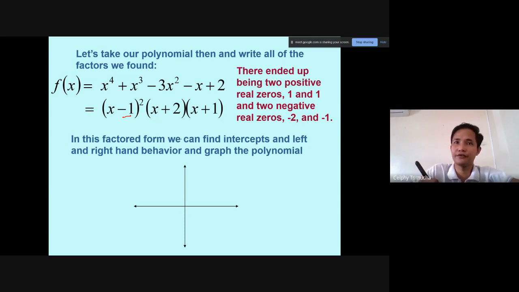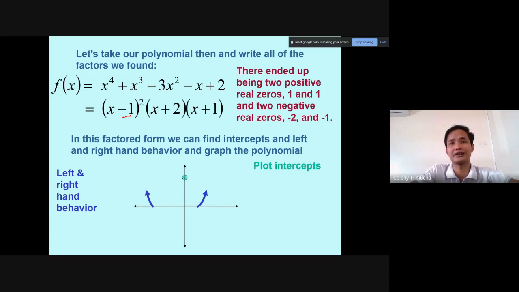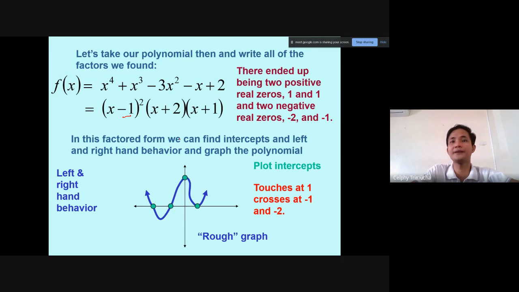In this factored form, makita na nato ang aton nga mga intercept nga pwede naton magamit, using the concept nga introduce naton kagina with the behavior of graphs. So pwede na naton ma-graph gamit ang aton nga form or ang aton nga mga intercepts.